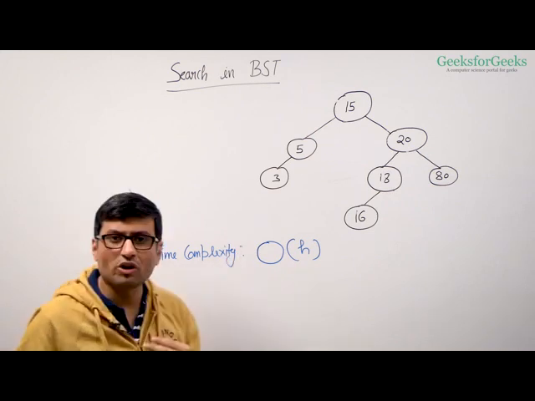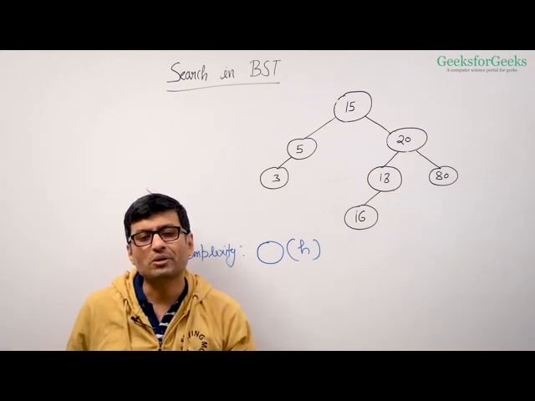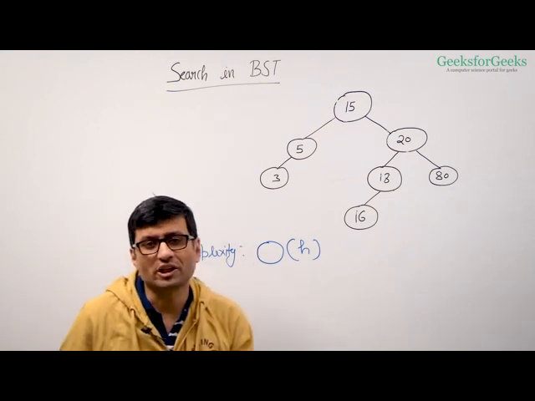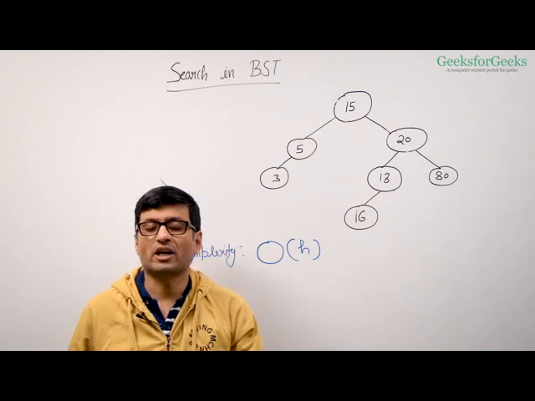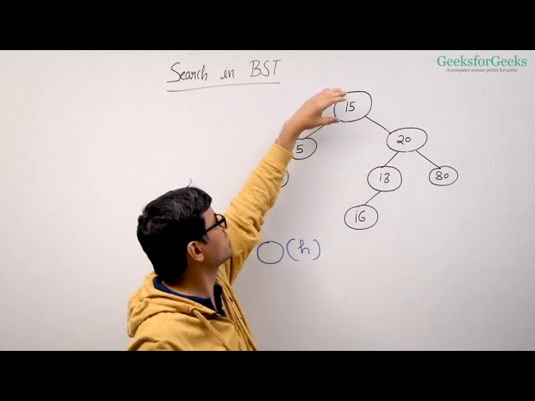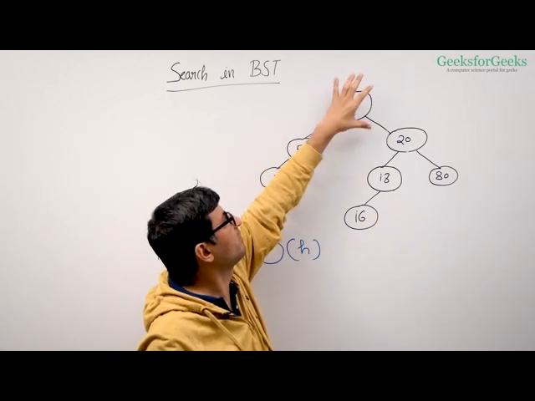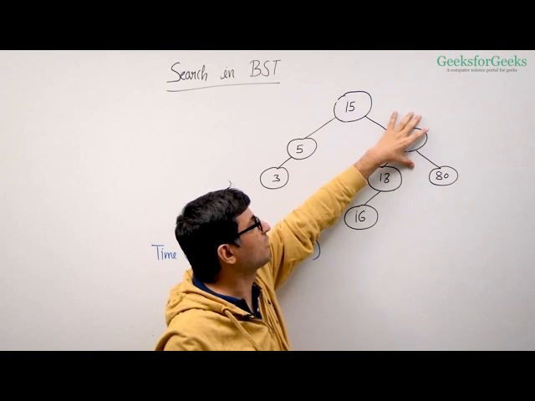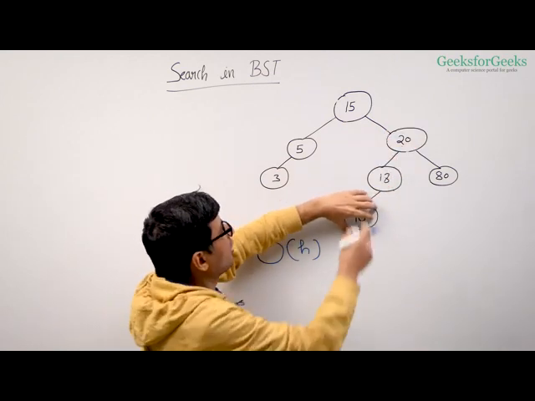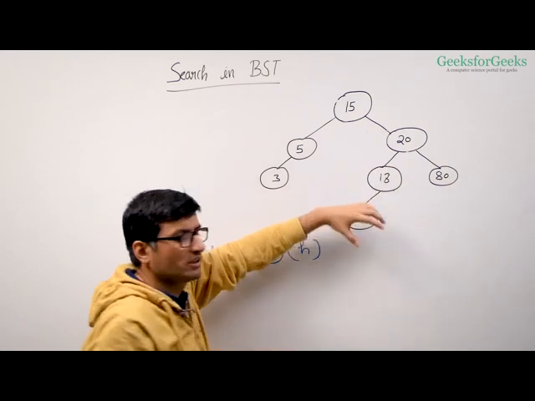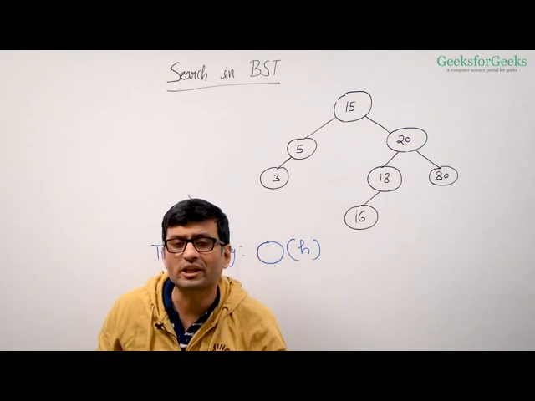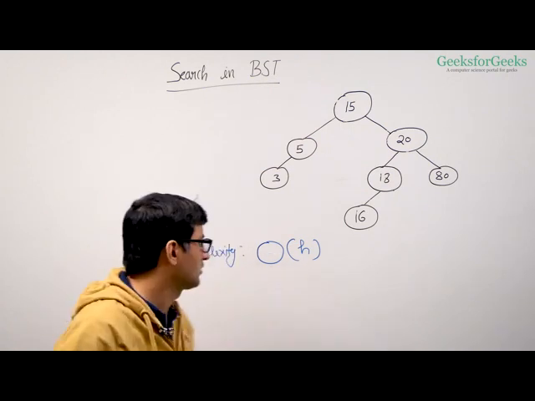Now let's talk about auxiliary space. If you talk about the recursive implementation, it requires auxiliary space for the function call stack. And how many functions can be there in the function call stack? Let's see. Suppose you are searching for 16. This will begin, it will be there in the function call stack. It will call for the right, then for the left, then for the left. So when you are here, all these functions are there in the function call stack. So auxiliary space required by the recursive implementation is big O of h.